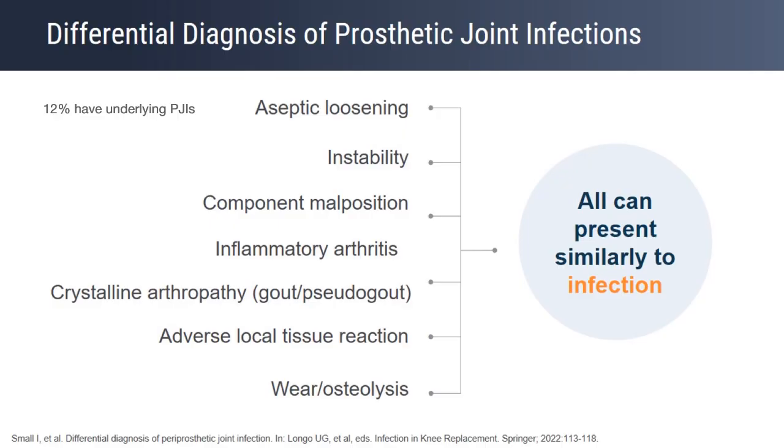Prosthetic joint infections should be differentiated from other conditions. One is aseptic loosening of the joint, but even with aseptic loosening, about 12% have an underlying prosthetic joint infection. Others include joint instability, component malposition, inflammatory arthritis, crystalline arthropathy, gout or pseudogout, adverse local tissue reaction, and wear osteolysis. All of these conditions may mimic a prosthetic joint infection, and it is very important to make an accurate diagnosis.